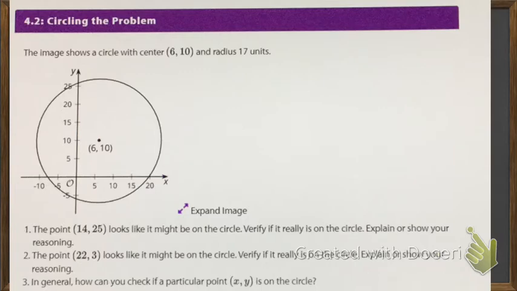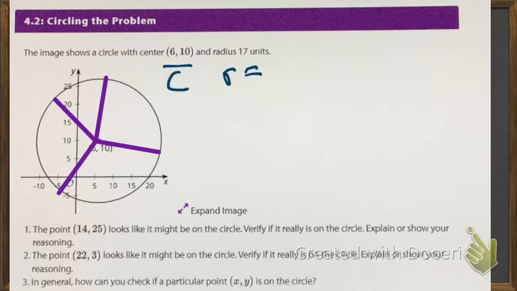Okay, 4.2. So now we're coming into circles, and by the way, a circle is defined as all of the points that are equidistant from the center. So here we have a center of (6, 10) and a radius of 17. Looks like one of these points, (14, 25), might be on the circle, but we need to verify it. The whole point is that we're learning to verify. Verify means check the distance.